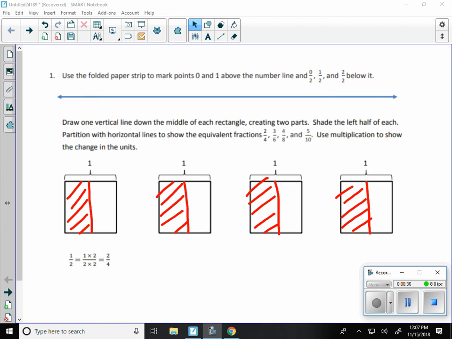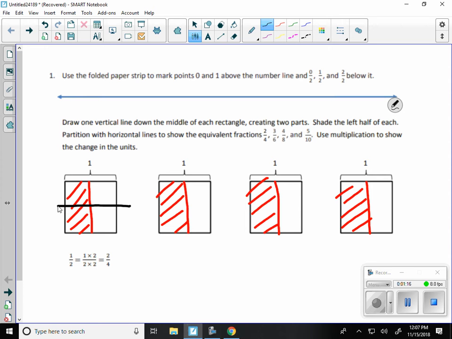So with this one, going from 1/2, what they did was they multiplied the top and the bottom by 2. All they're saying is they split it in half into 2 parts. So now we have 2 parts that are shaded out of a total of 4. Did we change that there's still 1/2?